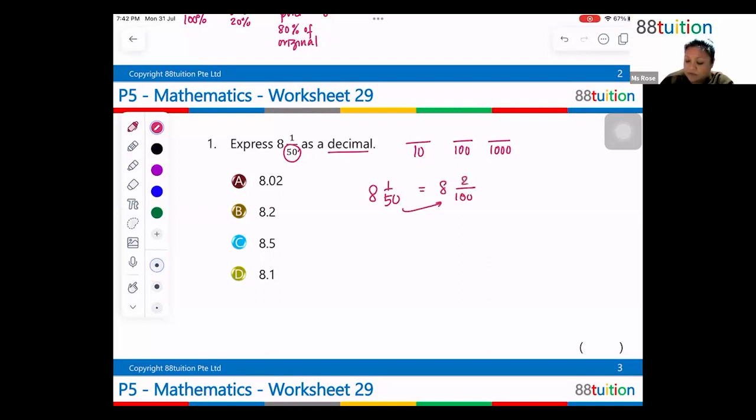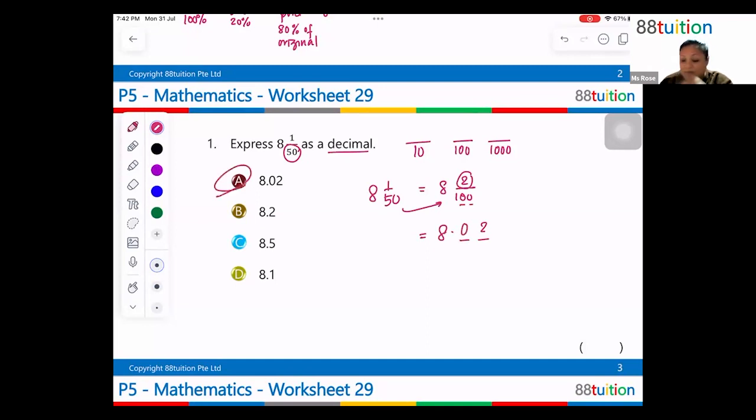So that means if I were to convert this, because 100 has 2 zeros, that means it's the same as having 2 decimal places. But because there is a 2, this goes to the back. So 8.02. So everybody got the answer A.